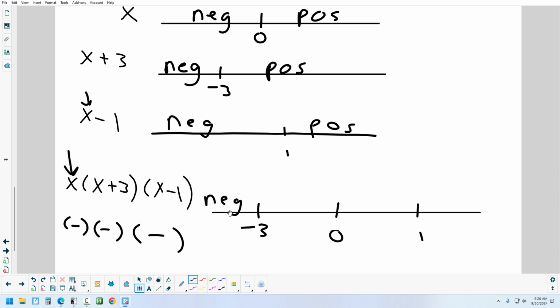Okay, let's do between negative 3 and 0. What if I'm between negative 3 and 0 on the first number line? Negative. How about between negative 3 and 0 on the second number line? Yeah, positive. And what about between negative 3 and 0 on the third number line? Negative. And we're looking at the product of all three. Negative times positive times negative is going to give me an overall result of positive. Okay, so it is just going to alternate.